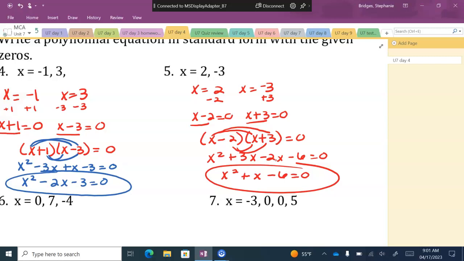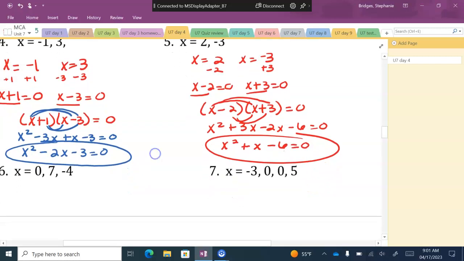Anybody have any questions on that one? It's not hard stuff. Done it before. All right, let's take a look at 6. And this one's not hard either.